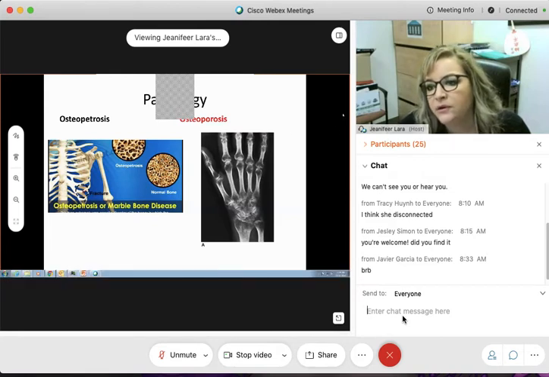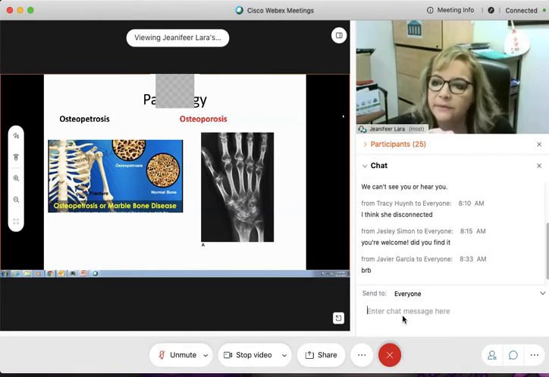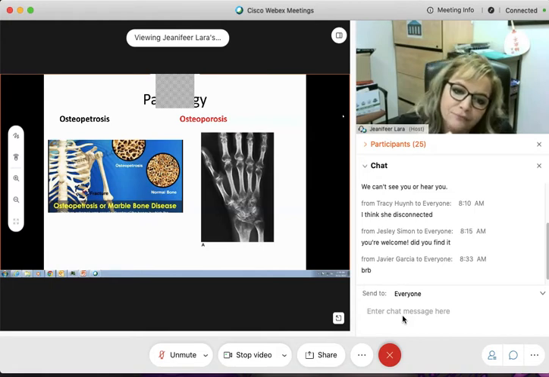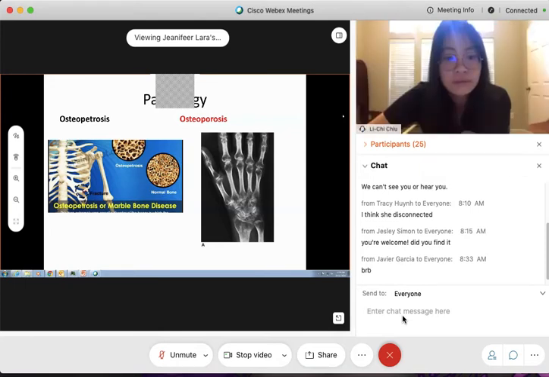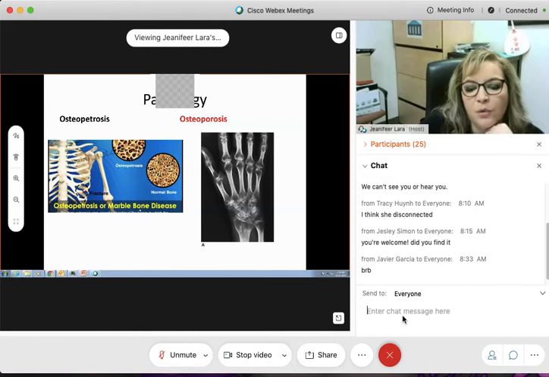osteopetrosis. Let me see. Who have I not called on yet? Sharon, what is osteopetrosis? Sounds like something Harry Potter would say. Osteopetrosis. It's a hereditary disease marked by abnormal dense bone, also called marble bone.